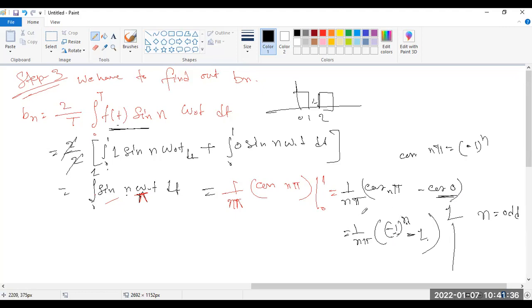This is a minus term, because sine to cos conversion always gives a minus. If I take the common minus, then what happens? We get 1 by n pi times minus of minus 1 to the power n. If n is odd, say 1, then this is minus 1, so this is plus 1, plus 1, that is 2. So it will give you 2 by n pi. But if n is even, then it will give you 0.